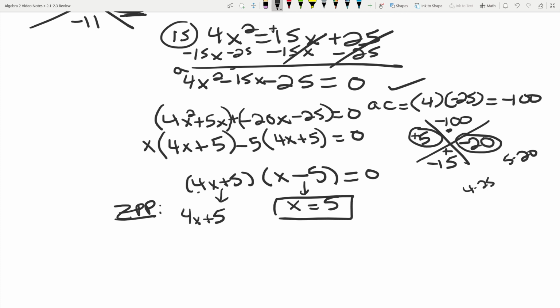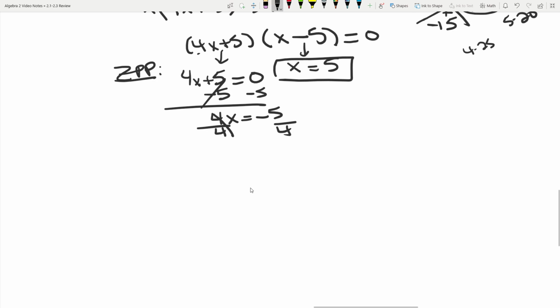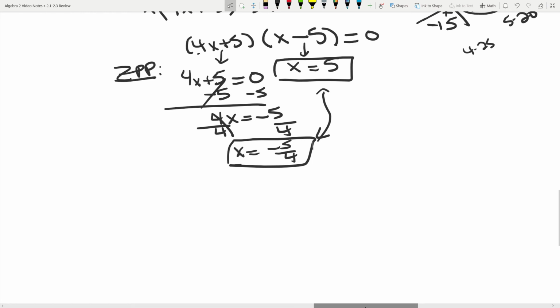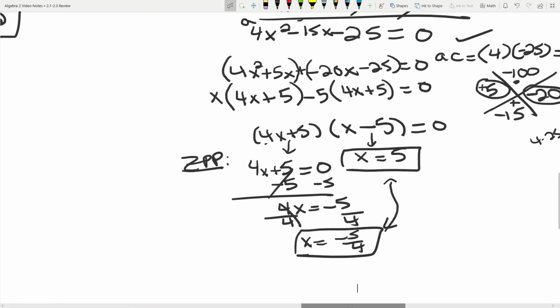4x plus 5 has to equal 0. So we have to solve that. Subtract 5 on both sides. We have 4x equals negative 5. Then we divide by 4 on both sides. So x is equal to negative 5 over 4. So those are my two answers, negative 5 over 4 and x equals 5. All right, so that's number 15.